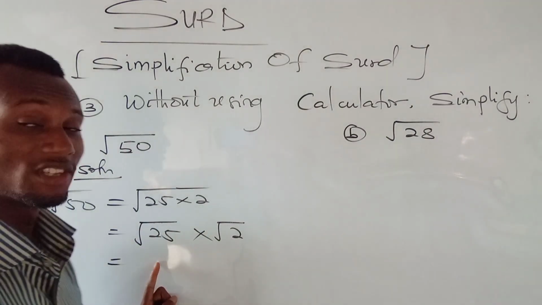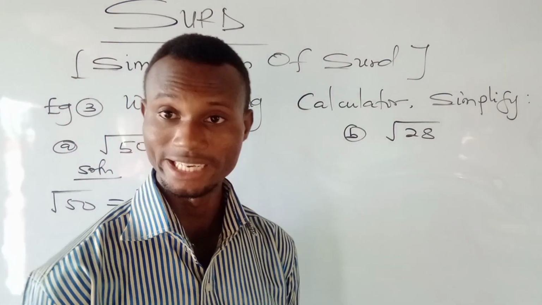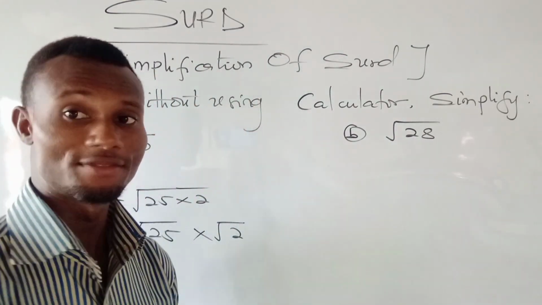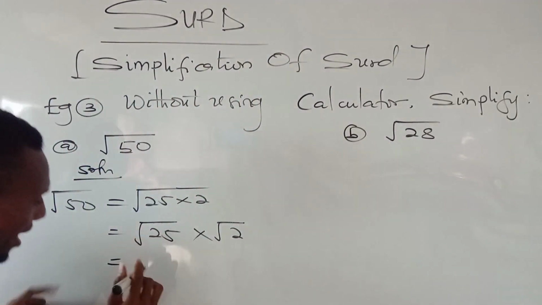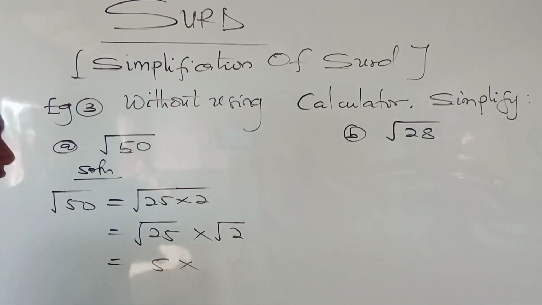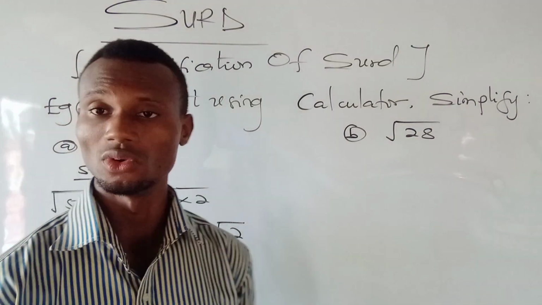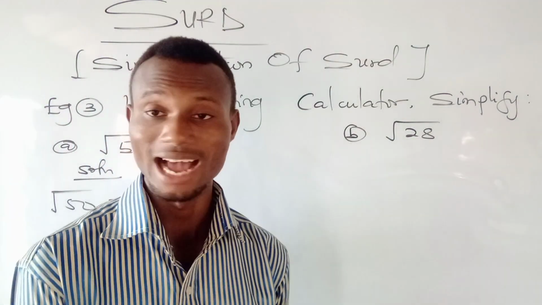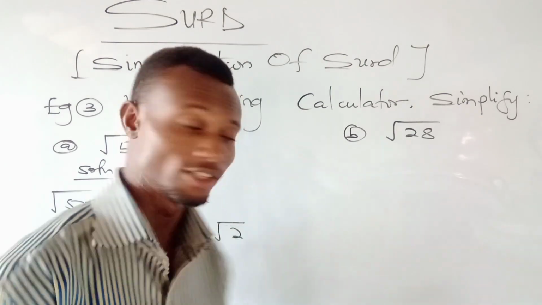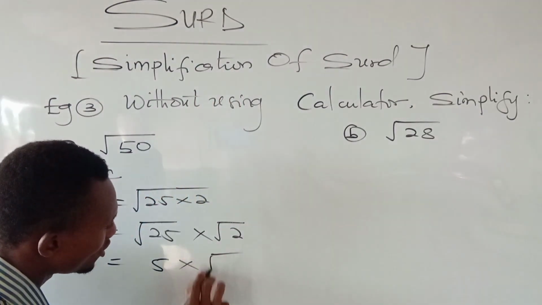The square root of 25, you know the square root of 25, it is 5. Okay, square root of 25 is 5. So let's simplify further by writing the 5 down, times. Now, the square root of 2 will not give a whole number as an answer, so you maintain it. Okay, so we have our square root of 2 there.